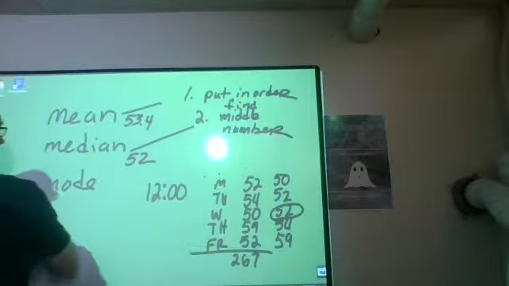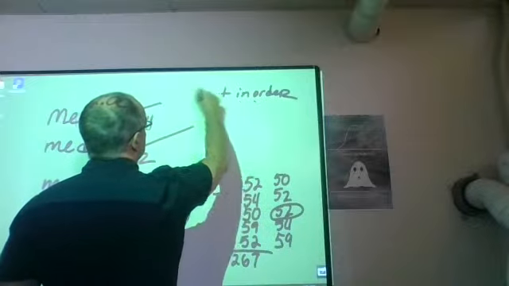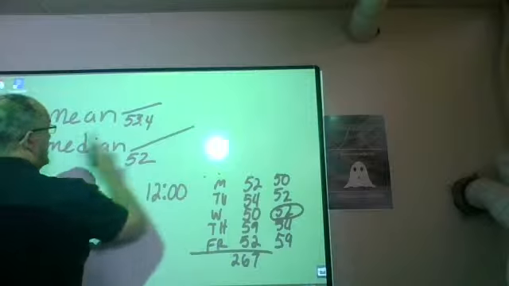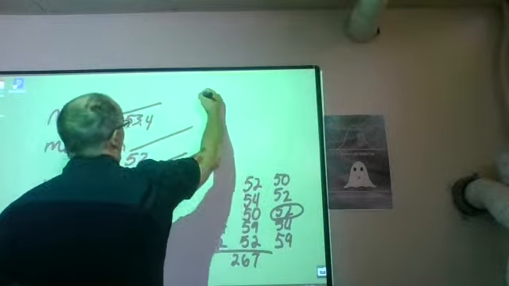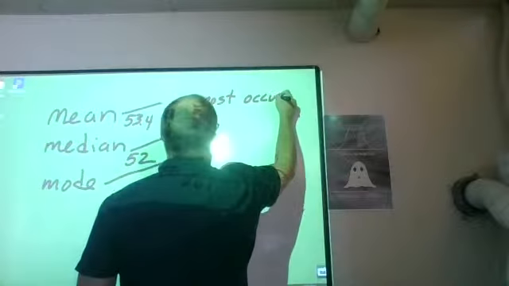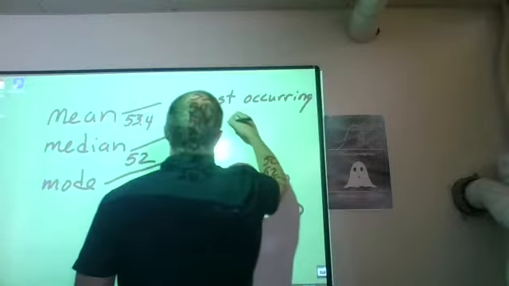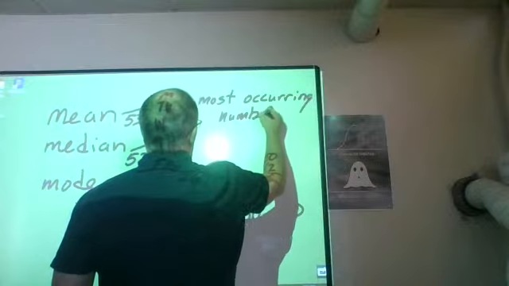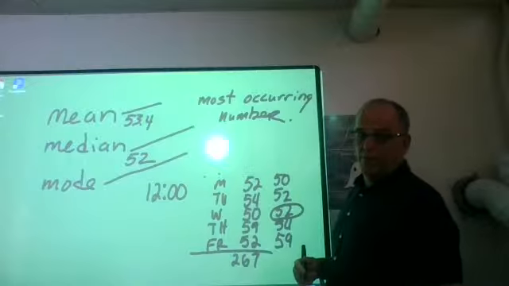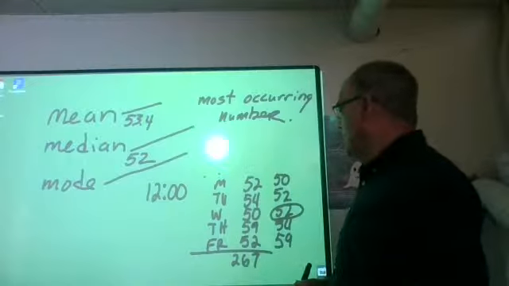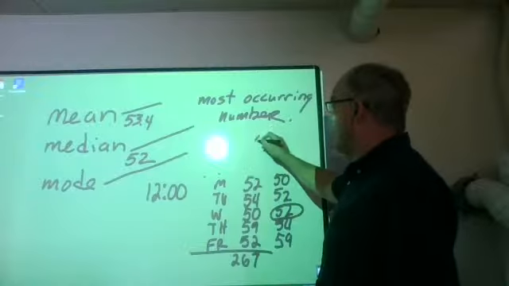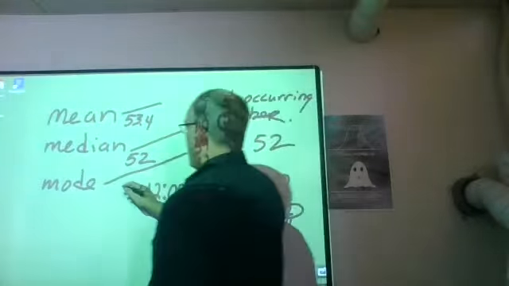Then finally, we'll do the mode. And mode is just the most occurring number. Now, sometimes there might not be a mode, because there might only be numbers that are shown one time. But here we do have a mode, don't we? We have 52, so that will be the mode.